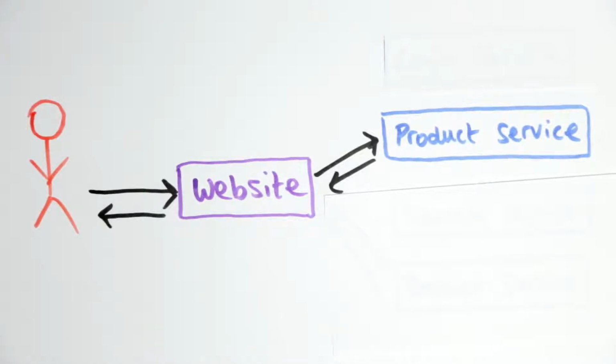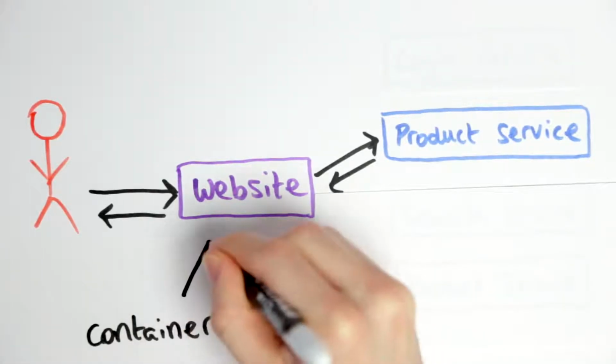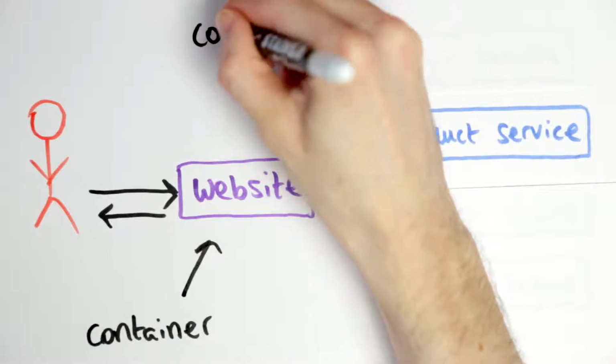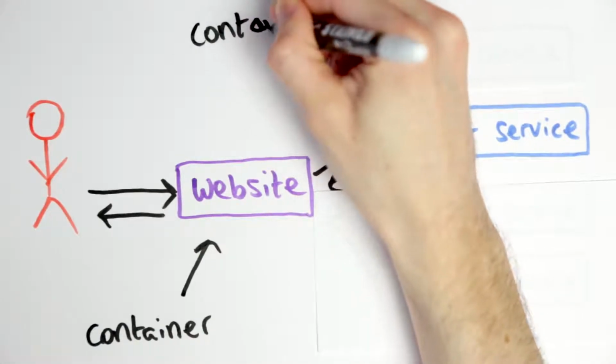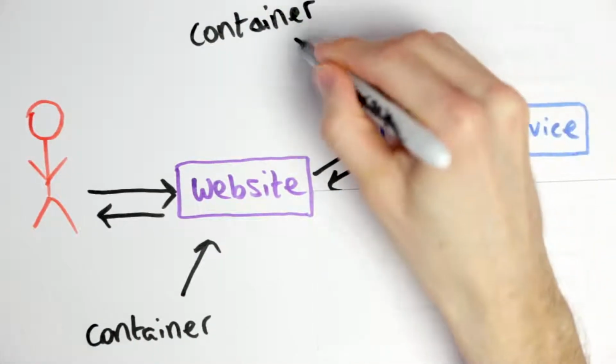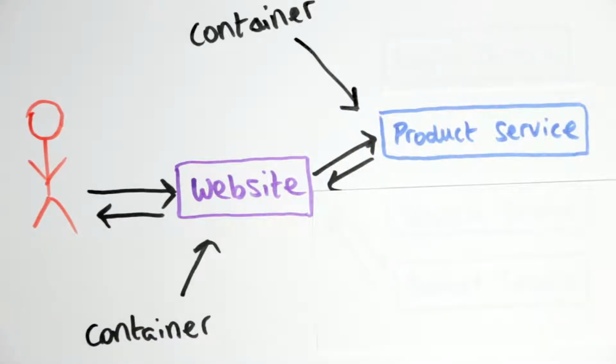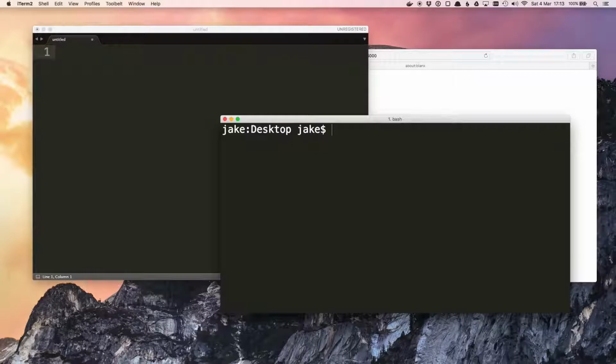Something I touched on at the end of the last video is how you should only have one process per container, so each container should provide a single service. For this we'll want one container running the website and one container running the product service. These should be independent. This means that they can be written in different languages, but they do need to be able to talk to each other, but we'll get to that bit later. Let's start with the product service.